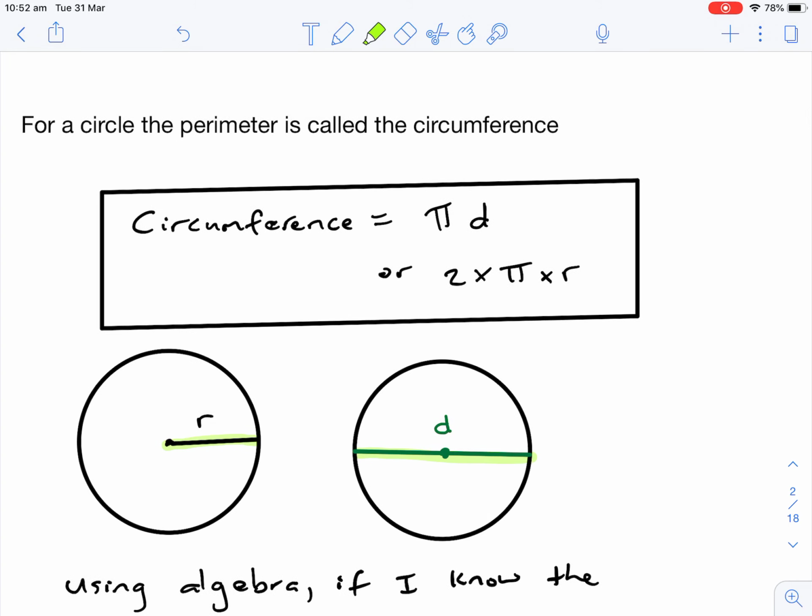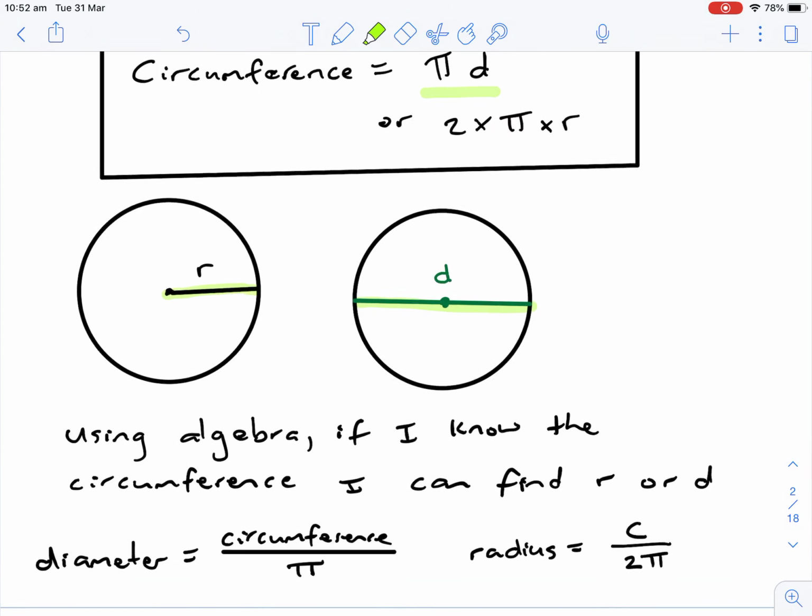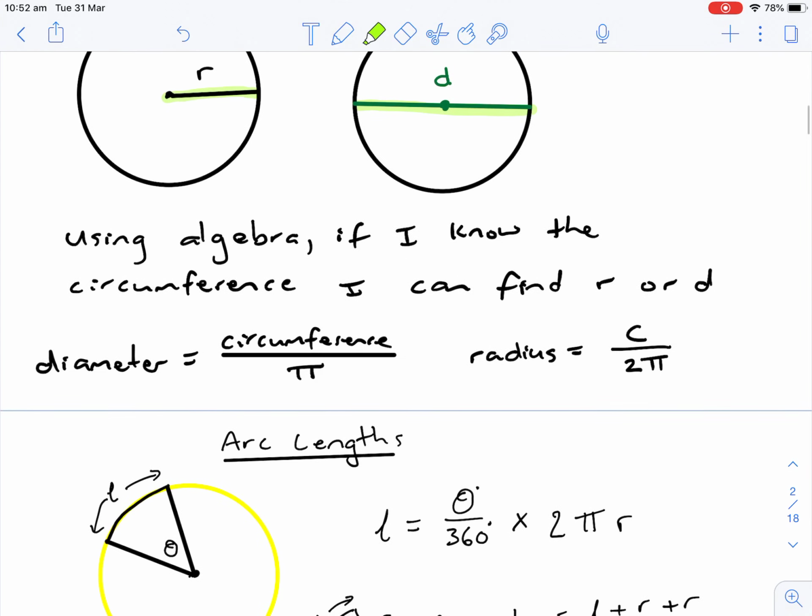So for circumference though, we can do it in 2 ways. So the first way, if we're given the diameter, we can just go pi times diameter. If we're given the radius, then we can go 2 times pi times r, because 2 times pi is basically just my diameter.